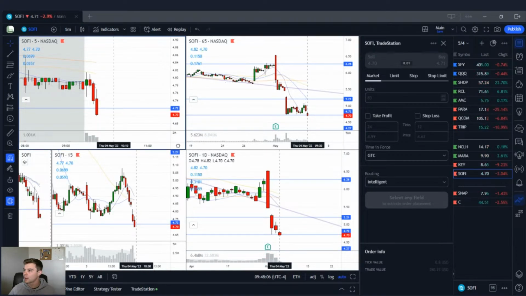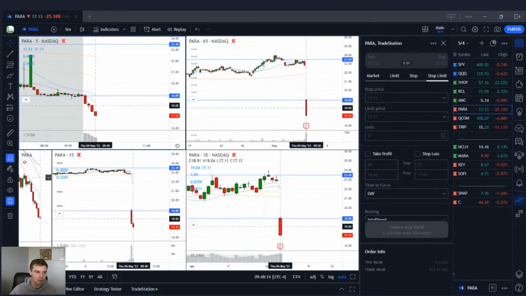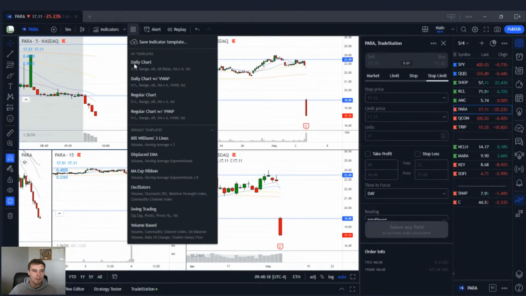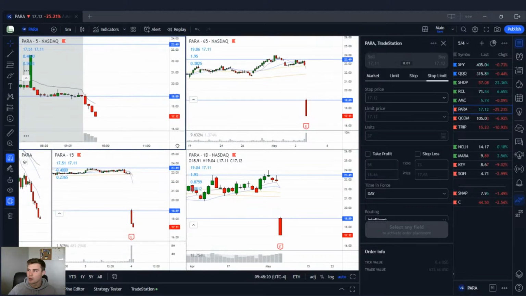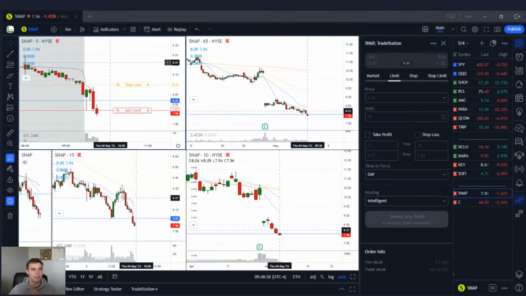Snap still hanging out down there. Market's still looking lower. Look how weak Pair's been. This thing's been just a dog. Oops, wrong thing. All right. So Citigroup's pretty weak. Nothing to do with it here.